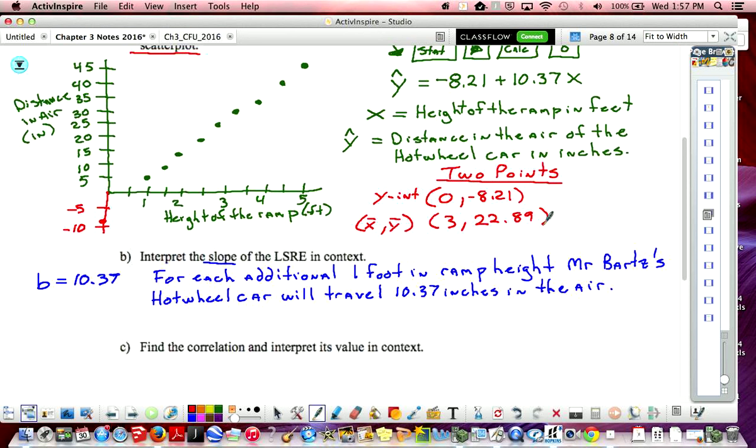So now, to the best of my ability, I'm going to graph that point at 22.9. And now I'm going to try my best to connect those two points. Woo! Not bad.